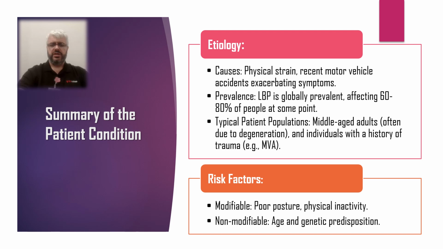Modifiable risk factors include poor posture and physical inactivity, which can be adjusted through therapy and lifestyle changes. Non-modifiable factors include age, as spine degeneration is more common in older adults, and a genetic predisposition, which makes some people naturally more susceptible to conditions like disc degeneration and musculoskeletal pain.